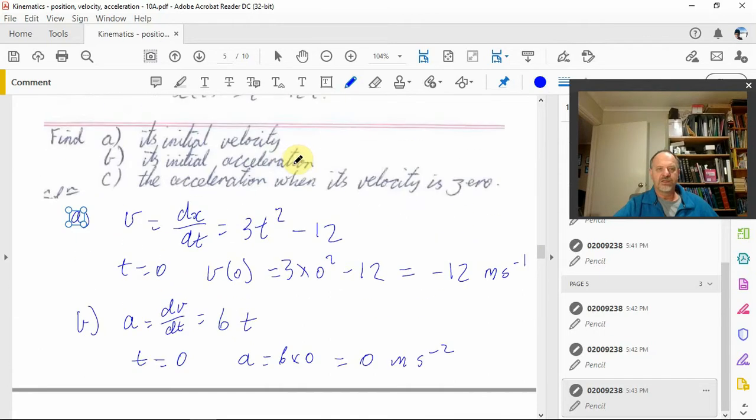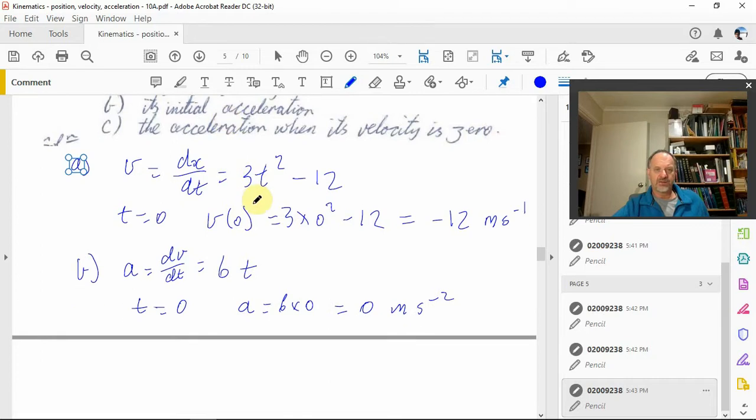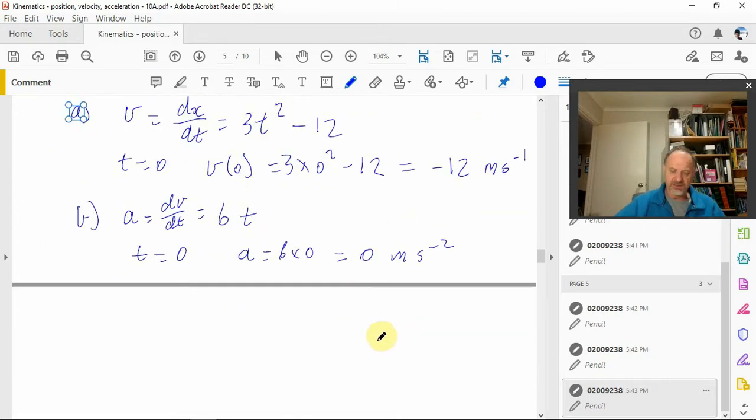All right, so that's B. Part C, the acceleration when its velocity is 0. Okay, so we need to first of all figure out when the velocity is 0 before we can do that. So when its velocity is 0, and of course, the variable is time.